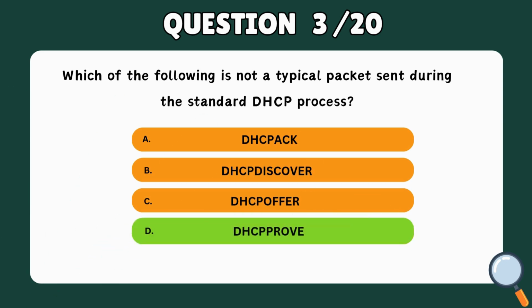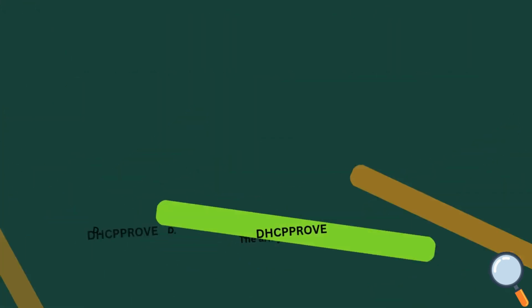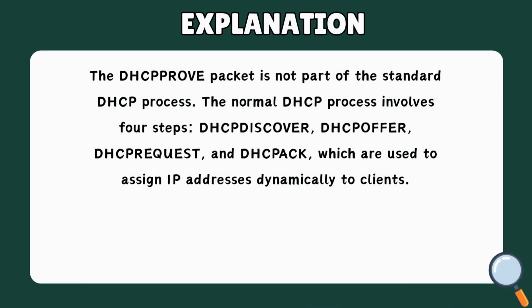Correct answer: D. DHCP Prove. The DHCP Prove packet is not part of the standard DHCP process. The normal DHCP process involves 4 steps: DHCP Discover, DHCP Offer, DHCP Request, and DHCP ACK, which are used to assign IP addresses dynamically to clients.